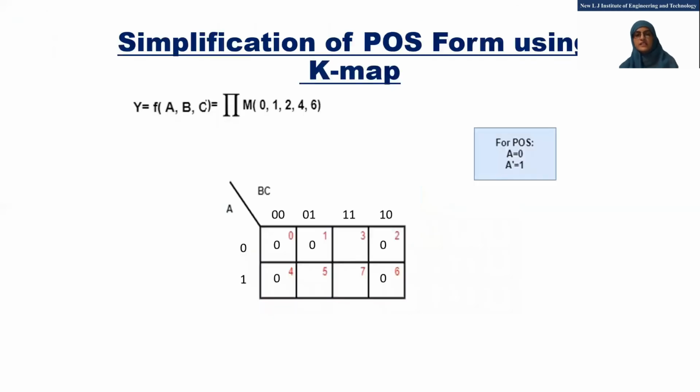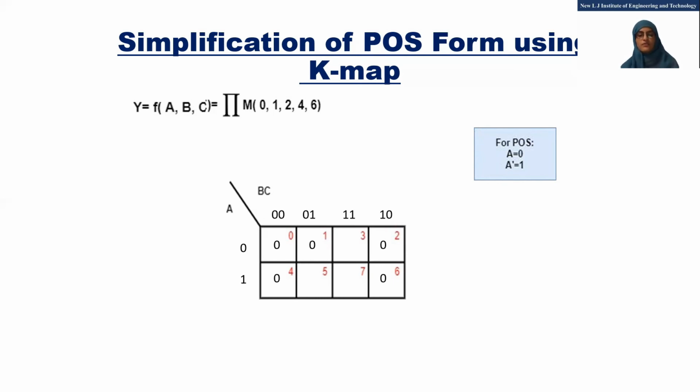Next is simplification of POS form using K-map. Here, to identify whether the question is in the form of SOP or POS, we have to see the sign in the question. In the SOP form, the sign is summation, and in the POS form, the sign is product. So here the question is given: Y is equal to a function of A, B, C, is equal to the product of max terms 0, 1, 2, 4 and 6.